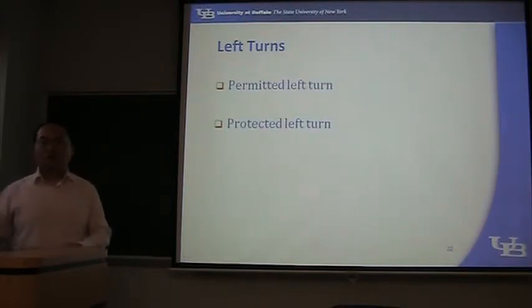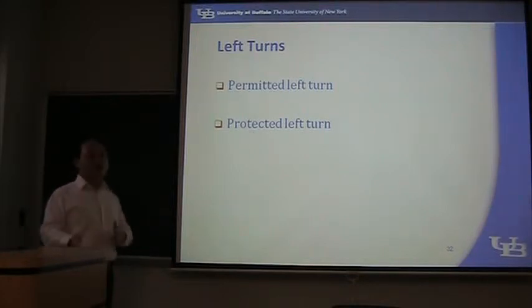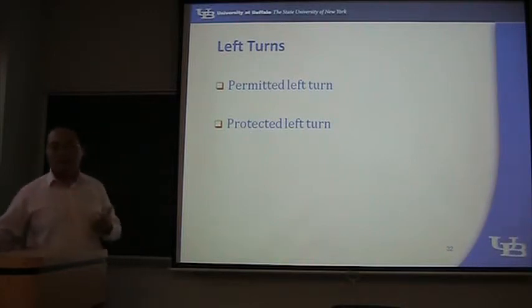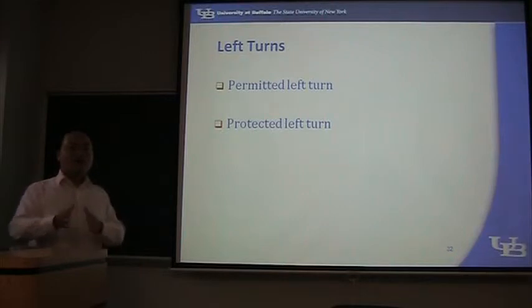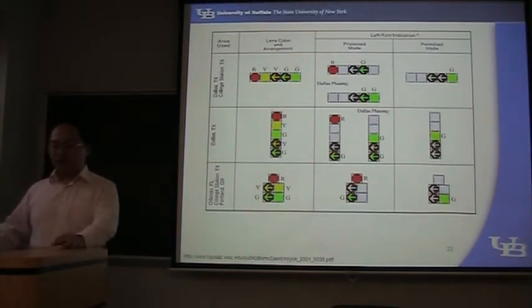Another thing is for left turn. In the field of traffic engineering, left turns can be categorized into two types: permitted and protected. That's easy. Permitted means you are allowed to turn left, but you have to yield to the opposing traffic. In a protected left turn, it means there will not be opposing traffic. You can turn left without yielding to anyone. Protected and permitted. But what I want to emphasize is, do you recognize these signs?